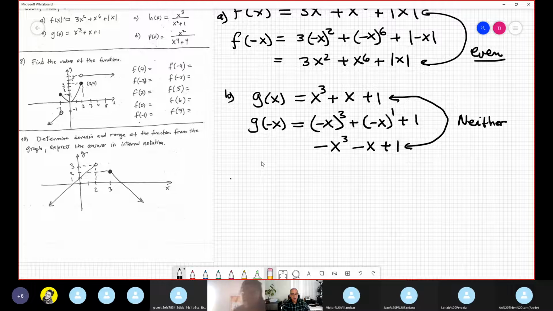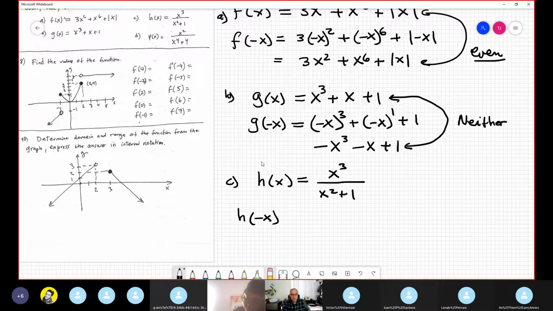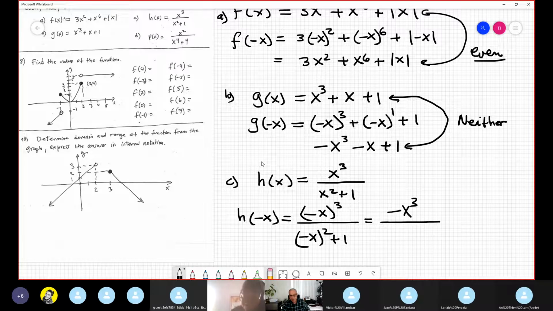Yes. Okay. C. C is h of x is equal x cubed divided by x squared plus 1. Okay. Make a reflection to understand the symmetry. So it's minus x cubed over minus x squared plus 1. Well, I know the minus x cubed is minus x cubed because the exponent is odd number. However, in the bottom, no. In the bottom is even number. It says x squared plus 1.